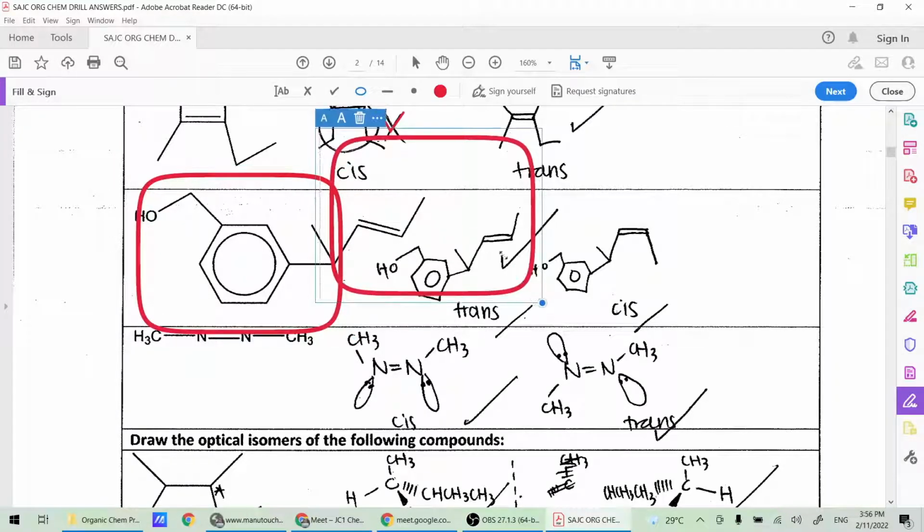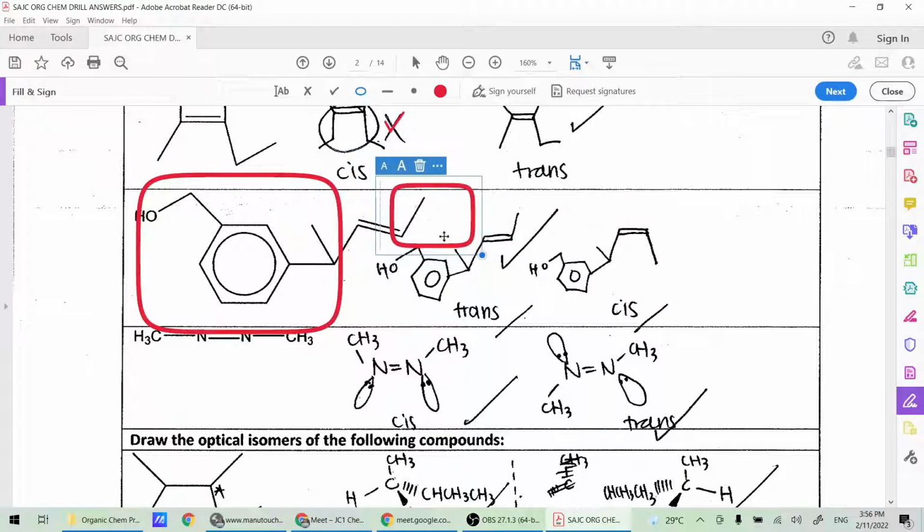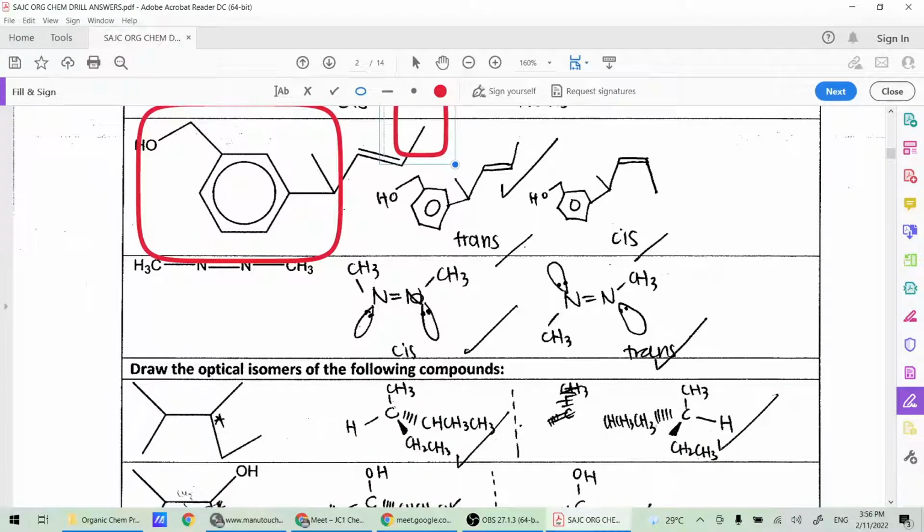So yeah, these two big squares here are to highlight which are the heavy R groups. You can see the two heavy R groups as shown. You can have the two squares on opposite sides giving you the trans isomer, and on the same side giving you the cis isomer.